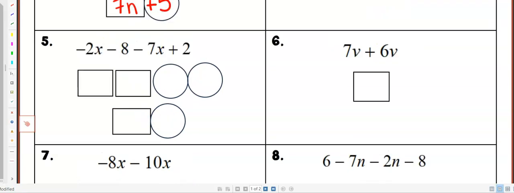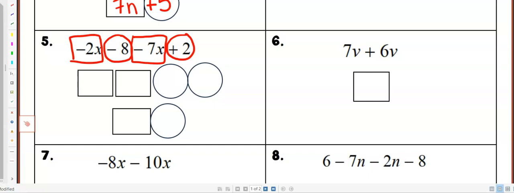All right, and number 5, again, we need to highlight our like terms. So negative 2x, I'm going to box it. And then I see another x term, so I see a negative 7x, going to box that. I see a negative 8, I'm going to circle. And then a positive 2, going to circle.